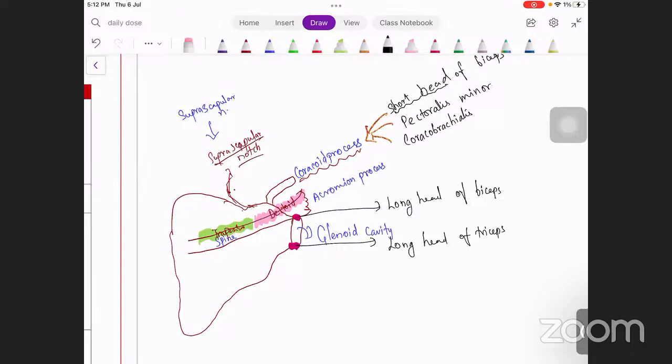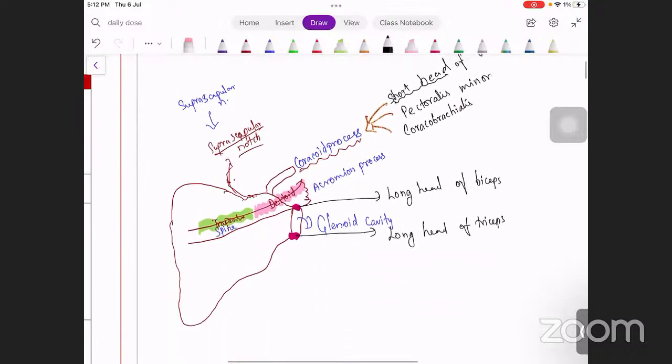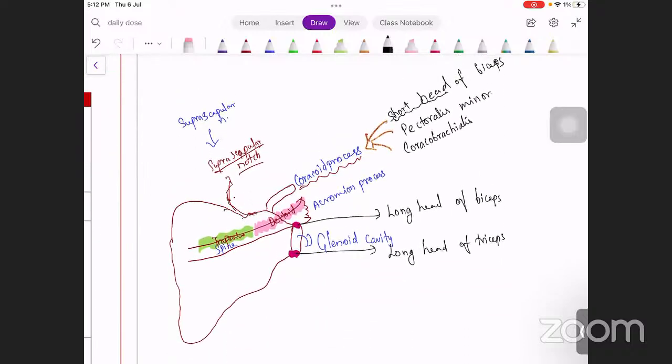And what muscles are attached to the coracoid process? The short head of biceps, pectoralis minor, and coracobrachialis. And then you have this acromion process, where you see the deltoid fibers, and in the spine of scapula, you see the trapezius and the deltoid attachment. And then you have the glenoid cavity and the supraglenoid and infraglenoid tubercles, where you see the attachment of your long head of biceps and triceps. So this is all about your scapula, people.